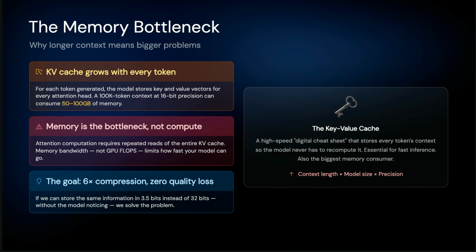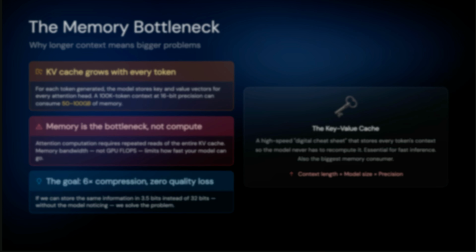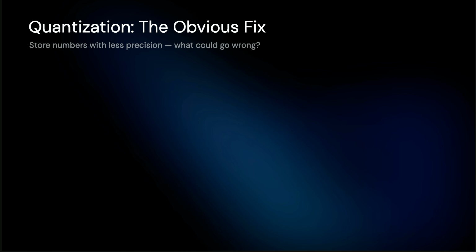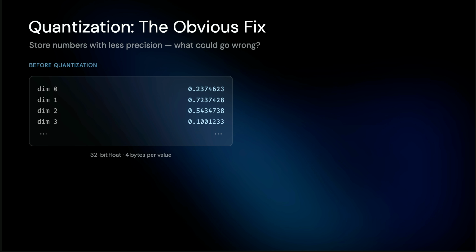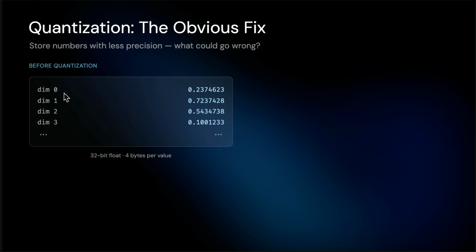So how do we reduce the size of a KV cache? Through quantization. So let's take a look at quantization. Let's say we store the numbers with less precision, right? So what could go wrong there? Let's say before quantization, as we saw earlier, this is how the vector looks like. So 32-bit float and 4 bytes per value.